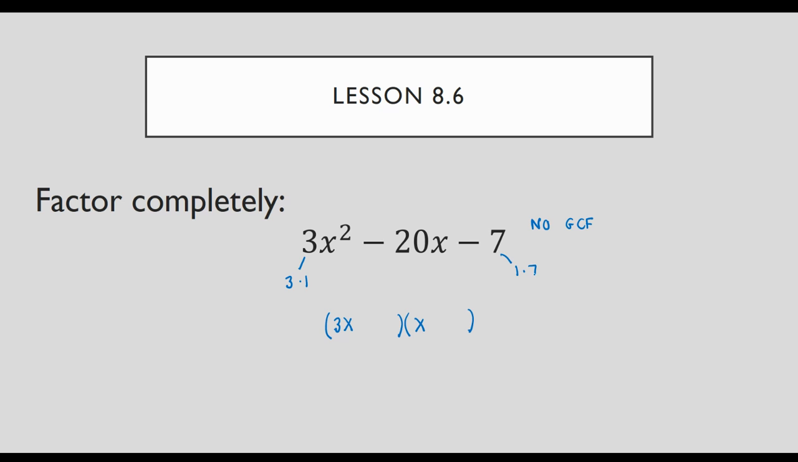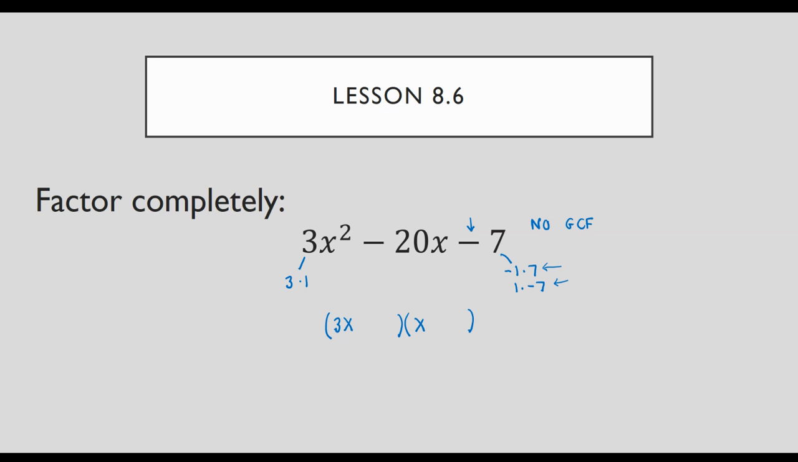Well, that's 1 times 7. Notice that there is a negative sign in front, so we're going to have to make one of those numbers negative. So it's either negative 1 times 7 or 1 times negative 7. So now this is where the guessing comes into play. I need to put one of these 2 options into the second half of my parentheses.